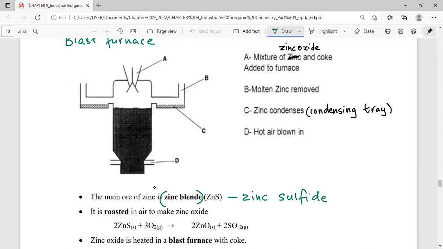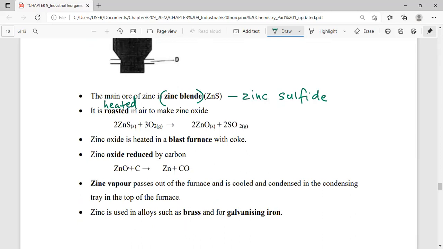First the zinc ore is taken and it is roasted in air. Roasted in air means it is heated in air. When it is heated in air, the zinc becomes zinc oxide. The zinc is oxidized to zinc oxide. The sulfur is also oxidized. The sulfur becomes sulfur dioxide. So both the substances are oxidized, and you get zinc oxide and sulfur dioxide.